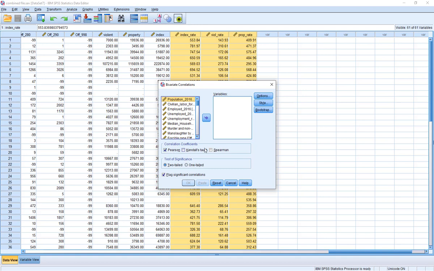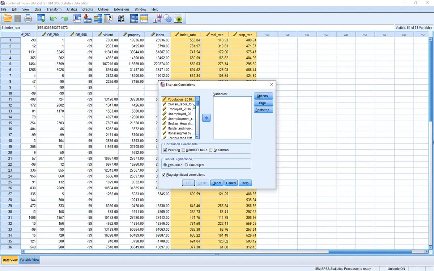Now, a Kendall's tau and a Spearman's are also options, and they're going to be used when our data is not measured at the continuous level. So we can actually still run correlations, and we interpret them in a very similar way, although with some caveats associated with it. But we run them in a very similar way as we would if we were running continuous data. But for the moment, we're just going to treat this data as continuous.